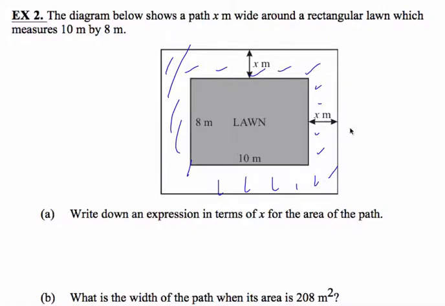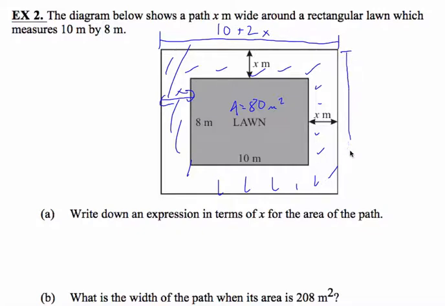Alright, so one way we can get the area of the path is you can take the area of the entire large rectangle minus the area of the lawn, which is 80. This area equals 80 square meters. For this big rectangle here, this distance is x, so this whole distance here is going to be 10 plus 2x. This is 10, x, x, so 10 plus 2x. And the width of this rectangle is 8 plus 2x.